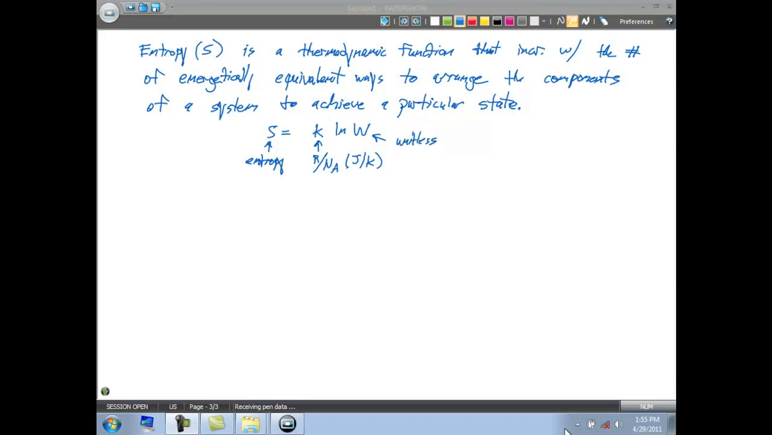And to really understand this definition of entropy, we need to know what W is. W represents the number of equivalent ways that we can arrange particles in a system that have the same energy. So how do we take these words and make sense of what goes on at a molecular level?